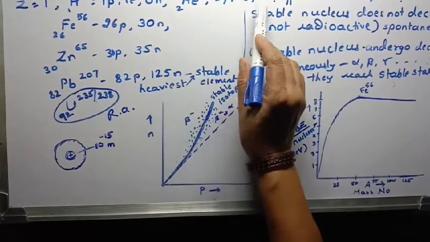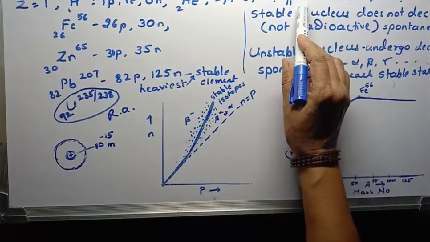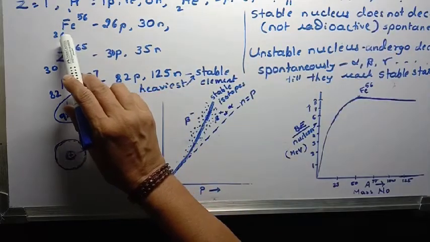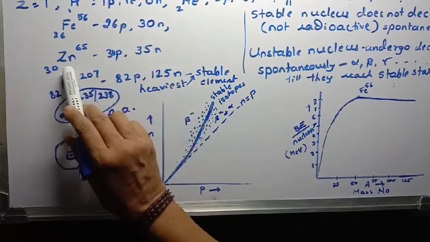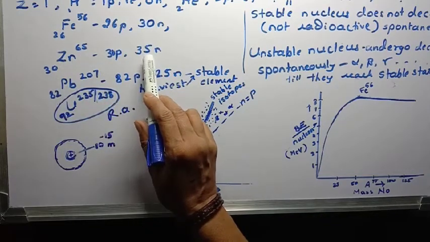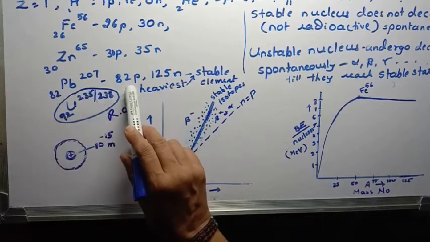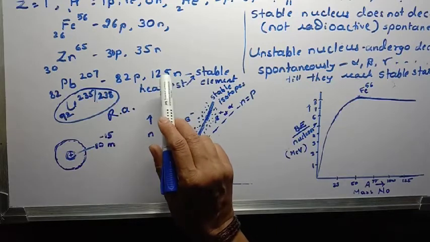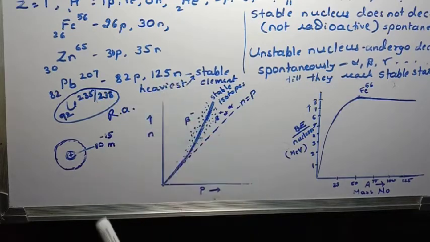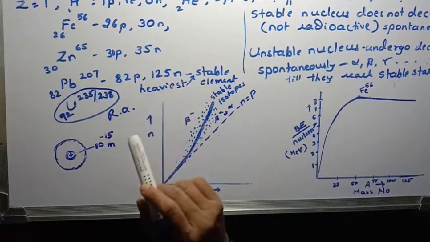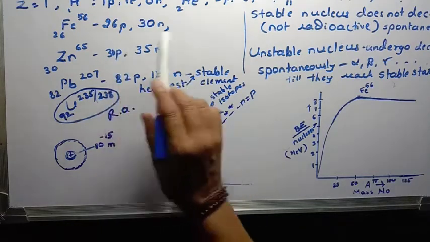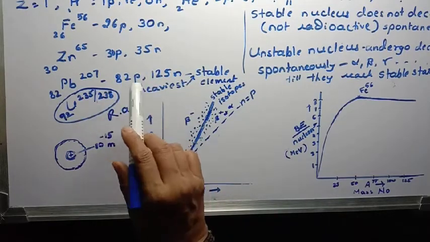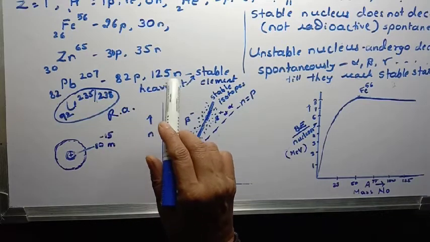At the same time there is an increase in the number of neutrons. See here, in helium it is 2 neutrons, and in sodium there is an increase: 11 protons, 12 neutrons. If you come to iron, 26 protons, 30 neutrons. In zinc, 30 protons, 35 neutrons. In lead there are 82 protons, and the number of neutrons is nearly 125, which is about 1.5 times greater. So as the atomic number increases, that means as the number of protons increases, at the same time the number of neutrons also increases rapidly.